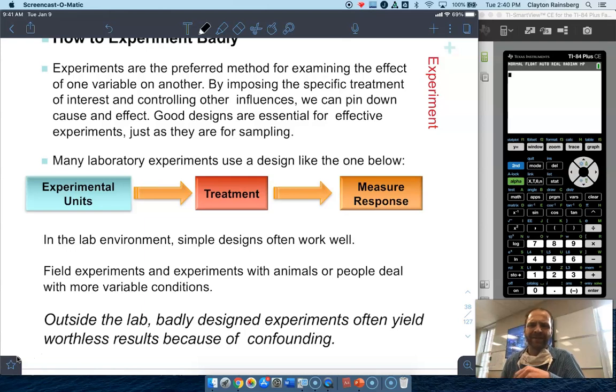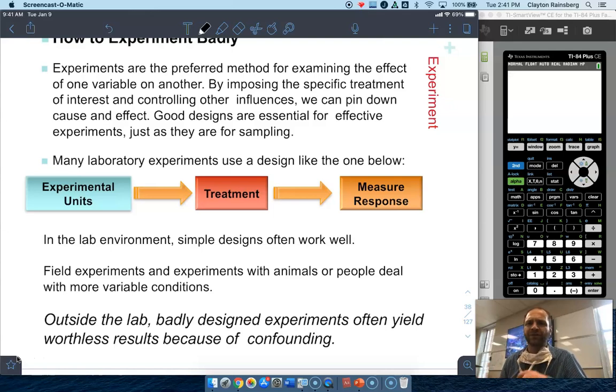Now, in a lab environment, simple designs do work well. But for experiments with animals or people, we deal with many variables. So outside the lab, badly designed experiments often yield worthless results because of confounding variables. You hear us saying that a lot, and so we have to control for those confounding variables. You hear me saying that a lot in this video as well.